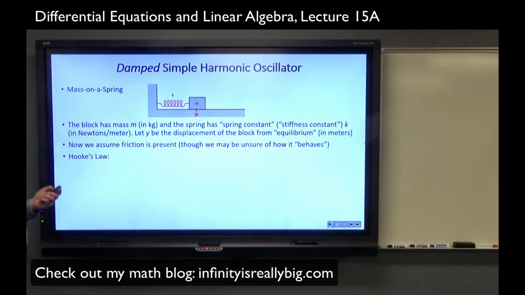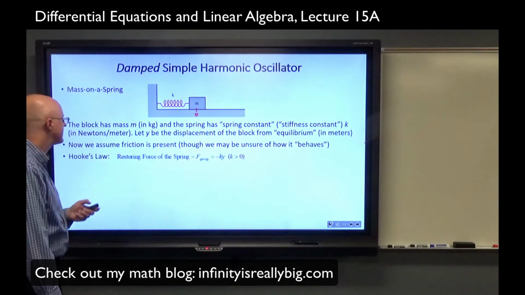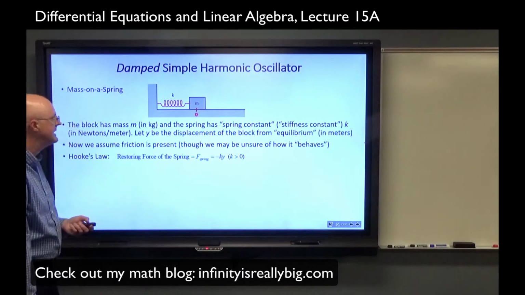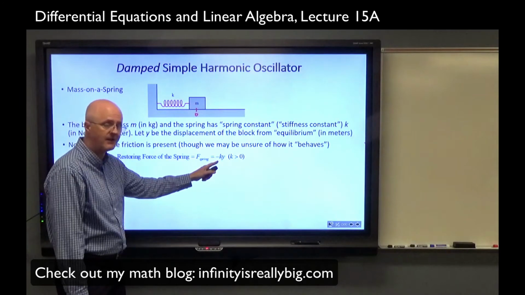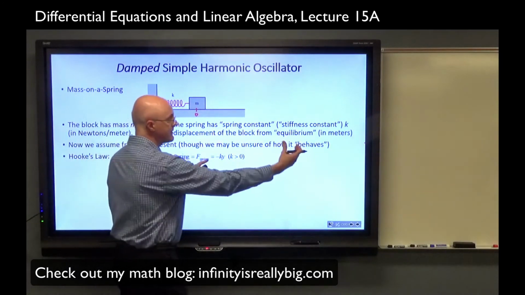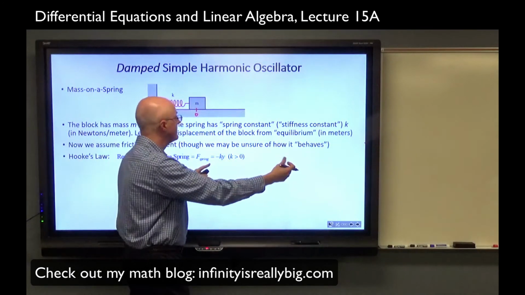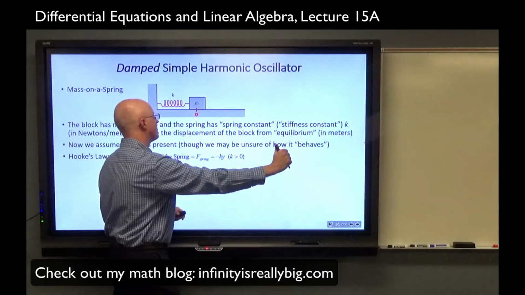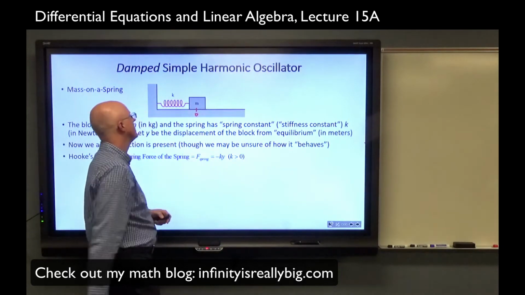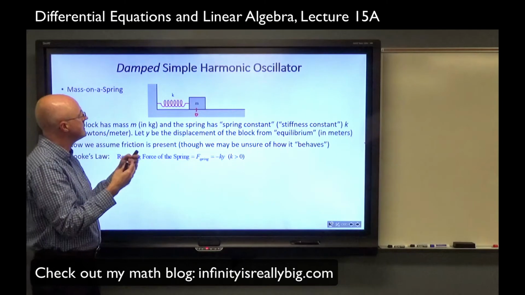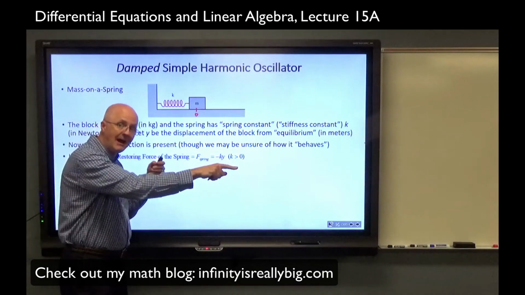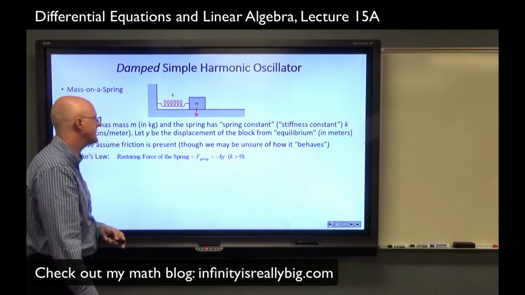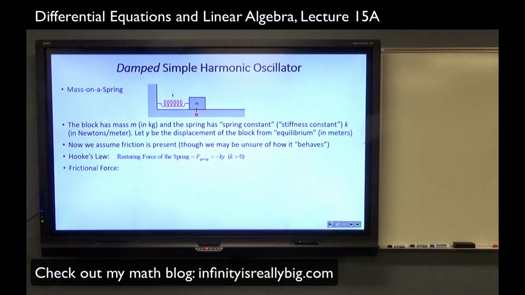Hooke's law refers to the spring constant k. It says the restoring force of the spring is proportional to the displacement y with a negative constant of proportionality. So when y is positive, when the mass is to the right of the equilibrium, the force due to the spring is pulling in the negative direction. And when y is negative, you're to the left of the equilibrium position, the force due to the spring is in the positive direction. This negative sign takes care of both cases.